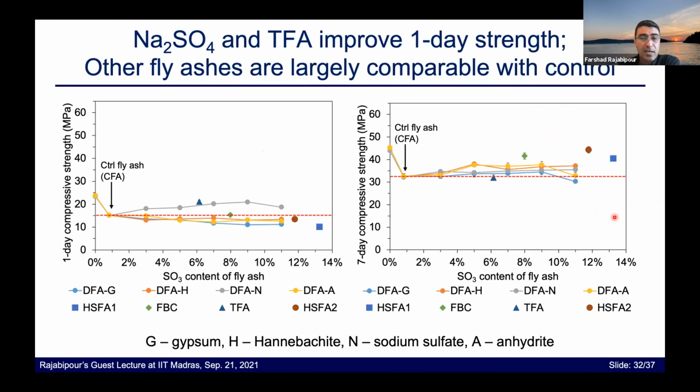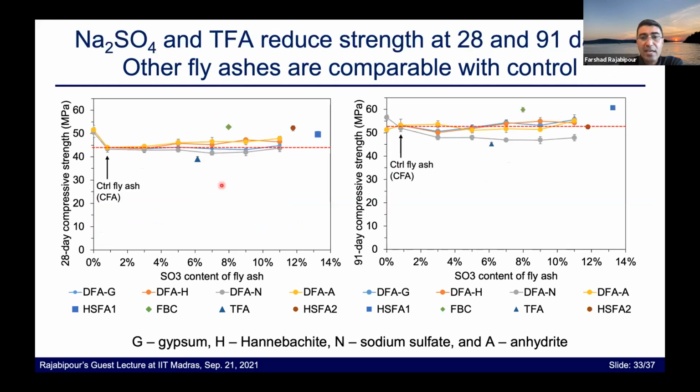Then we looked at strength from early age, 1 day, to later age, up to about 91 days. And we see that in the case of 1 day, the control fly ash level is shown by this red dashed line. The addition of sodium sulfate or Trona type fly ash would increase the early age strength, while the other fly ashes have more or less similar strength compared with the control. At 7 days, everything is more or less the same. The early age benefit of the Trona fly ash is gone.